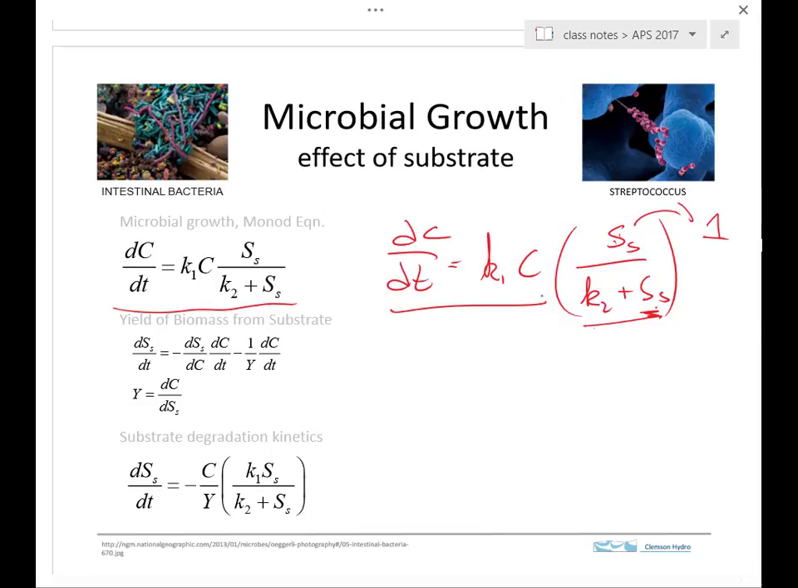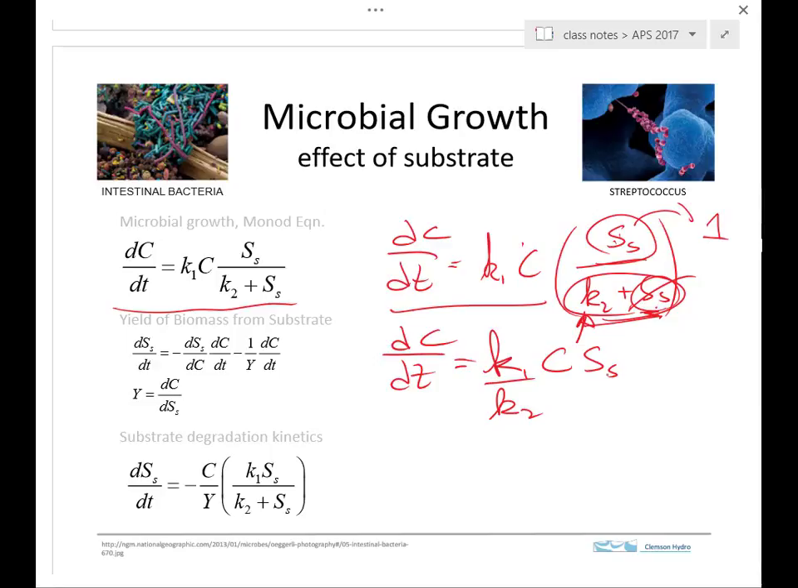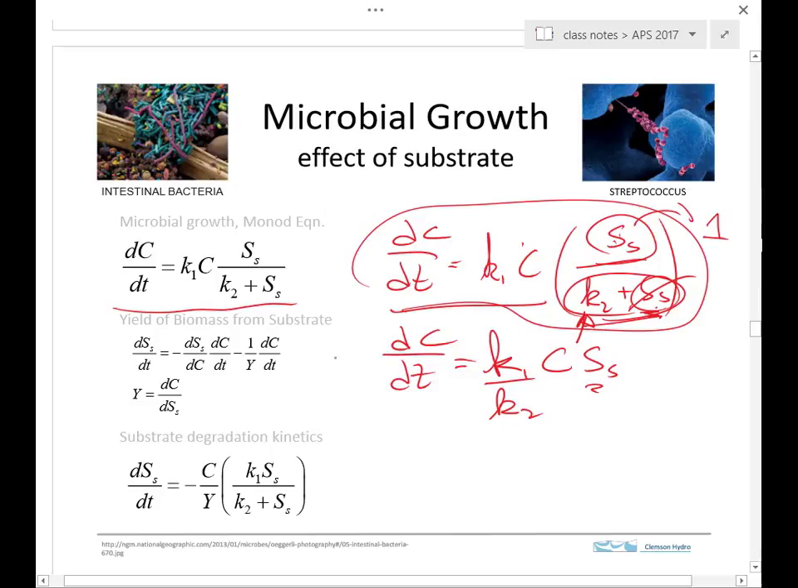Now, when S is really small compared to K2, then the denominator essentially becomes K2, and this just drops out. So for small amounts of S, you have K1, K2 is there, and you have the C there, and this S. Okay, so you have this behavior for small S where the kinetics are limited by the concentration of S. But the beauty of this equation is that it has the right end-member behavior, and handles the intermediate cases as well.